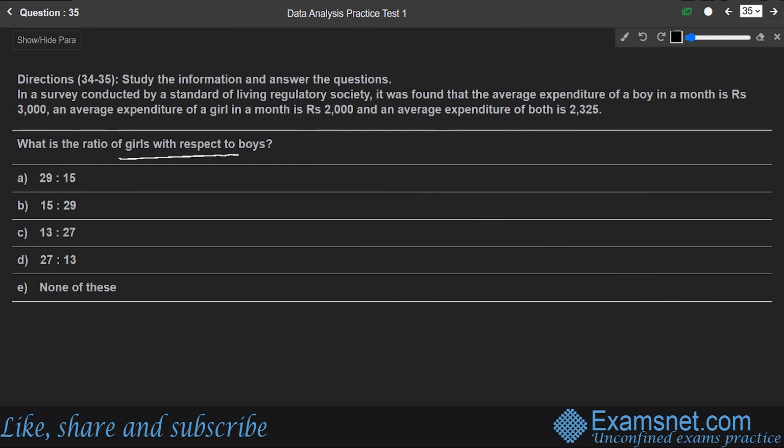What is the ratio of girls with respect to boys? We have already calculated this. The boys and girls ratio we calculated in the last part came out to be 13 is to 27. So obviously he's asking for the ratio of girls with respect to boys. X by Y came out to be 13 by 27, where 13 was the boys part and 27 was the girls part. They are asking for the ratio of girls with respect to boys, so we'll have to write 27 first and then 13. So the right ratio is 27 is to 13.